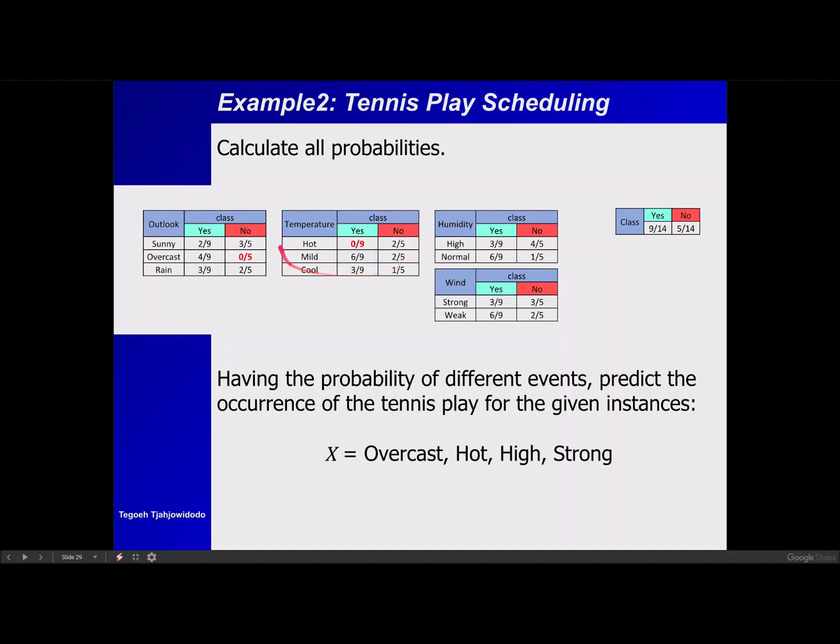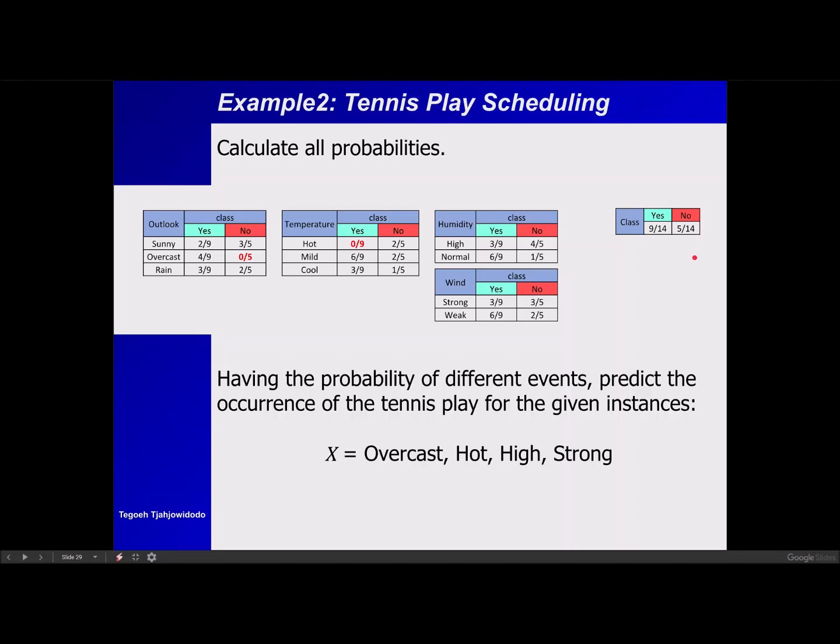And then the second table, same thing, but this is based on the temperature. There are three variables for temperature: hot, mild, and cold. And then the third table, we have it for humidity. There are only two variables, high and normal. And for wind, there are only two, strong and weak. And the last table here just tabulates the probability of the tennis match, whether it is played or not, indicated by yes and no there.